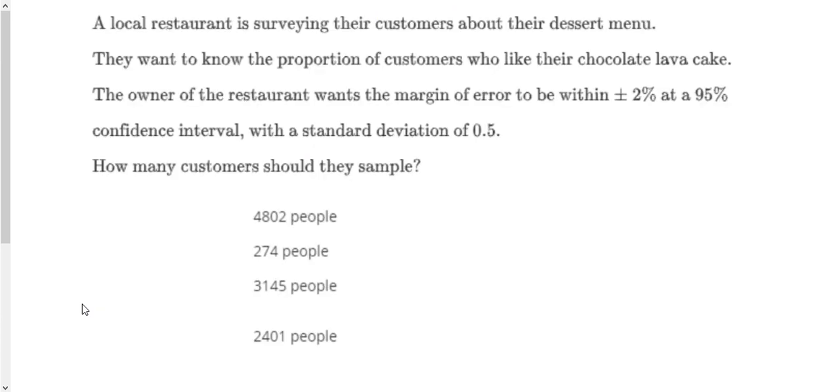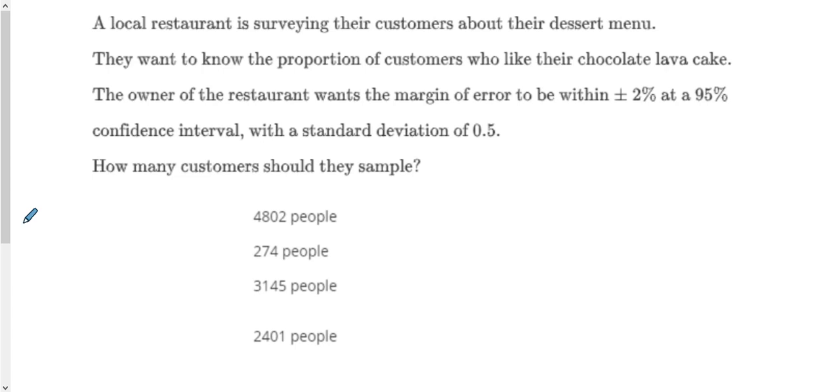Jumping to the next question. A local restaurant is surveying their customers about their dessert menu. They want to know the proportion of customers who like their chocolate lava cake. The owner of the restaurant wants the margin of error to be within plus or minus 2% at a 95% confidence interval with a standard deviation of 0.5. How many customers should they sample?